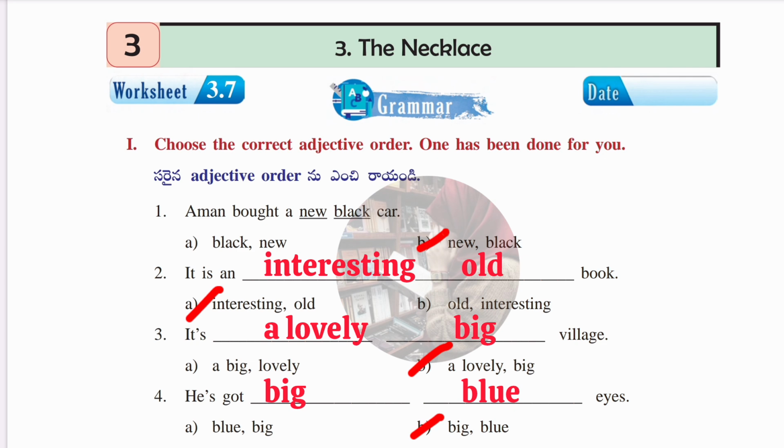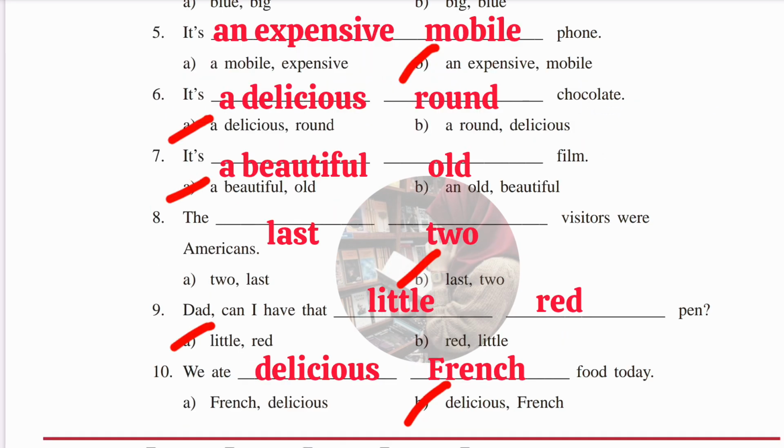Fourth one, he has got dash dash eyes. Option is B, big blue eyes. Fifth one, it's dash dash phone. It's an expensive mobile phone. Option is B. So sixth one is it's dash dash chocolate. It's a delicious round chocolates. So option is A. Seventh one, it's dash dash film. It's a beautiful old film.